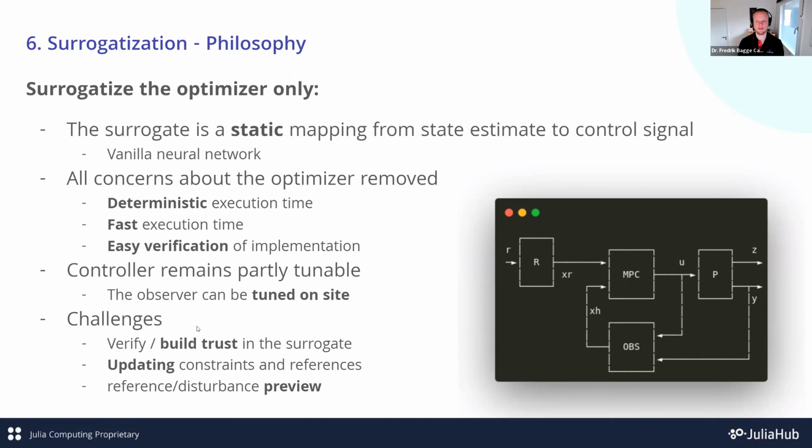So, some challenges that remain. We haven't solved all problems here. We still need to verify and build trust in the surrogate, and that's where our tools for verifying surrogates come into place. We have some slight challenges left with updating constraints and references after we have trained this. If we have foreseen ahead of time that we want to be able to update constraints, then we can accommodate that. But once you have trained the surrogate without that functionality, the functionality is not there. So that's a challenge. It's also slightly more challenging to include things like reference and disturbance preview, where we have future knowledge of references and disturbances, which we might sometimes have.